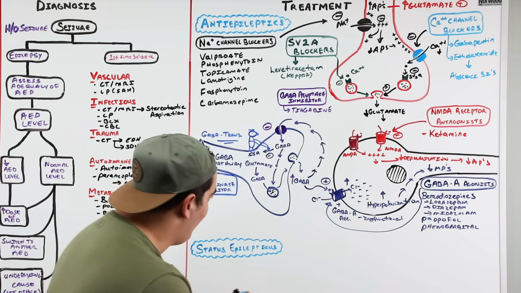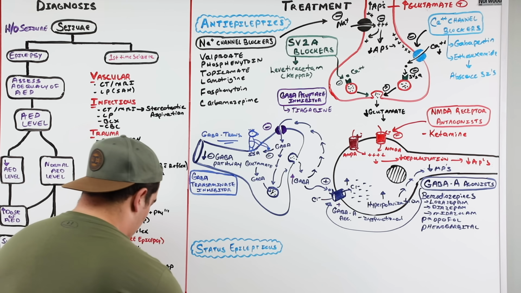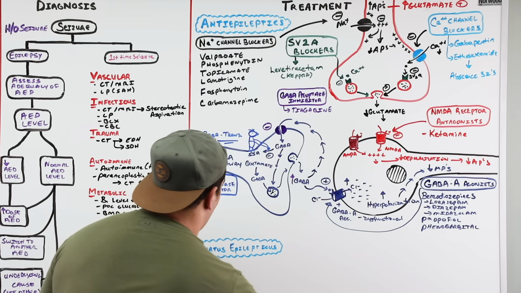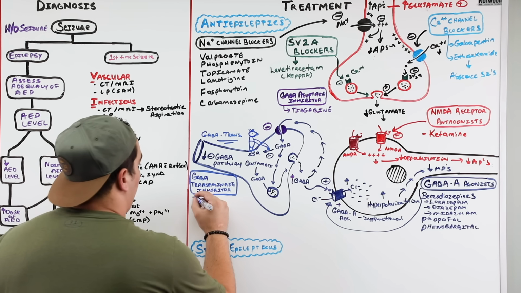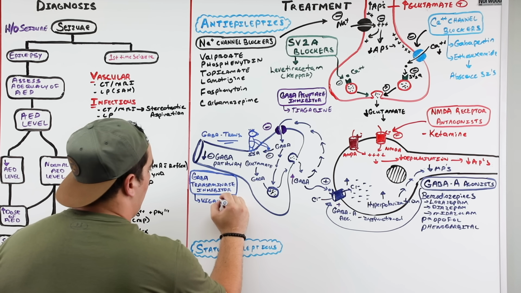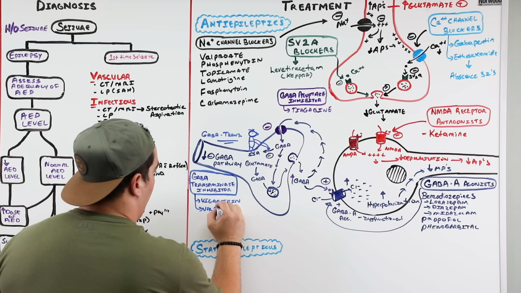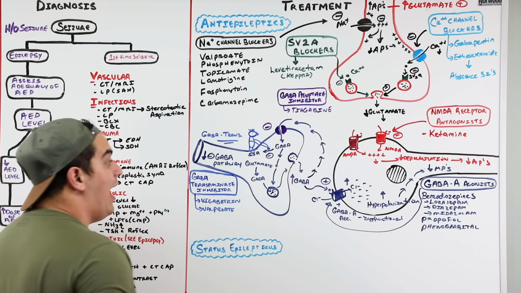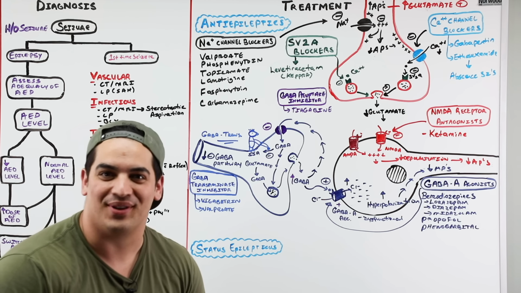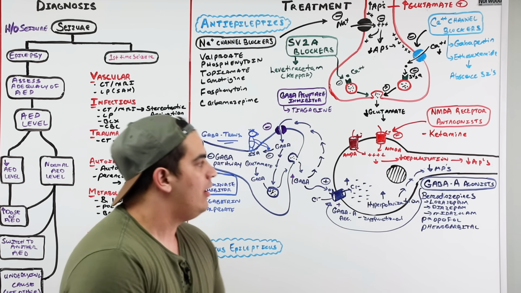What is the name of those drugs that are GABA transaminase inhibitors? You like how I did that? Inhibitors. These are vigabatrin and valproate. And that would cover our seizure medications, our anti-epileptics, if you will. Son of a gun, right?